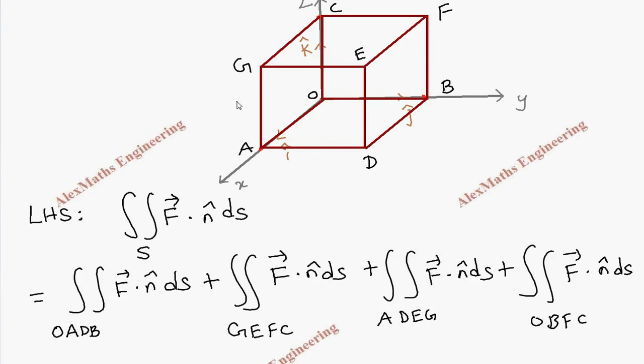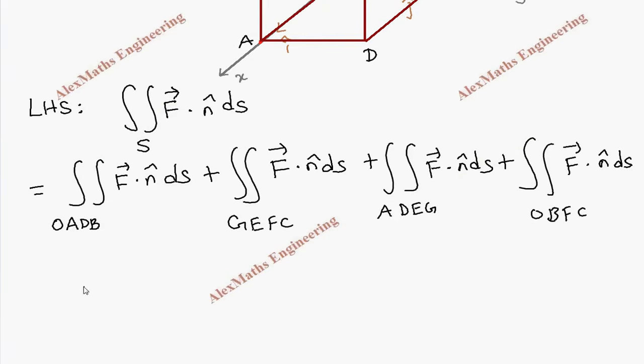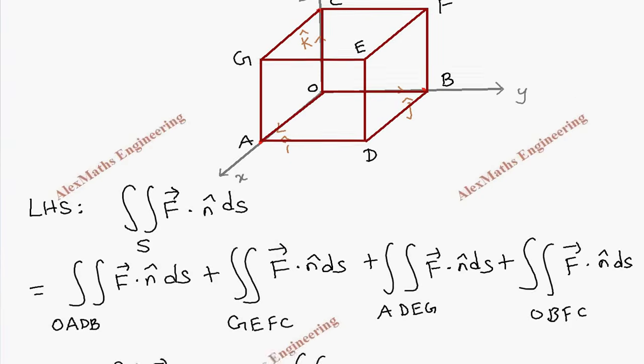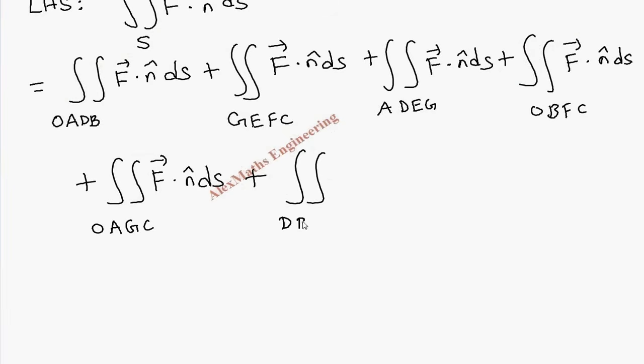And now we are left with the left side and the right side surfaces. Left side is OAGC. So let's take plus double integral OAGC f vector dot n cap dS, and the right surface is double integral over DBFE, f vector dot n cap dS.